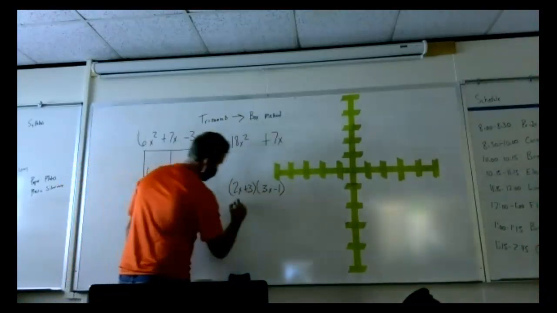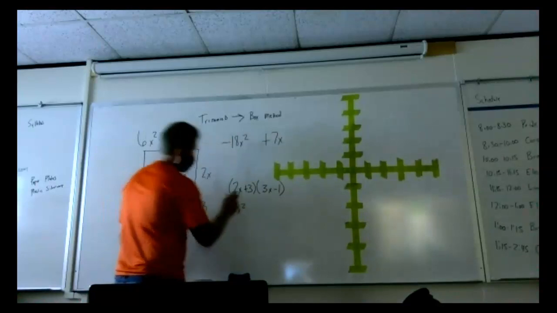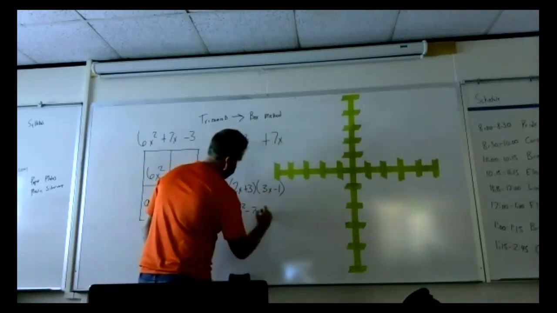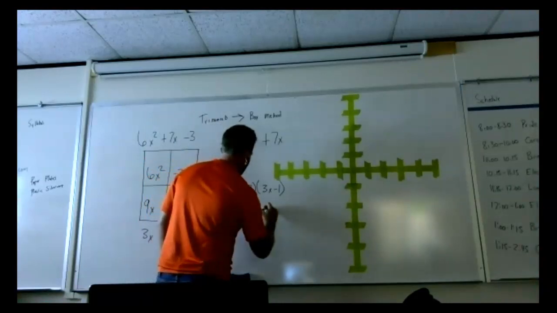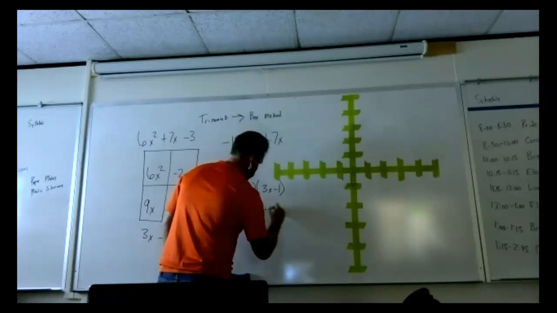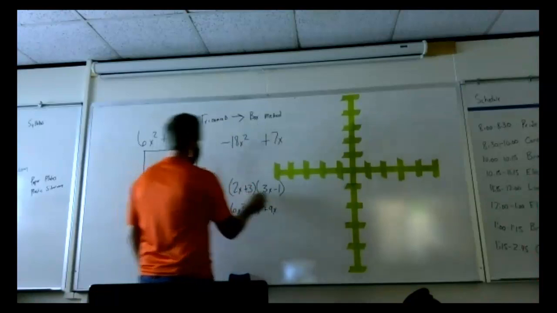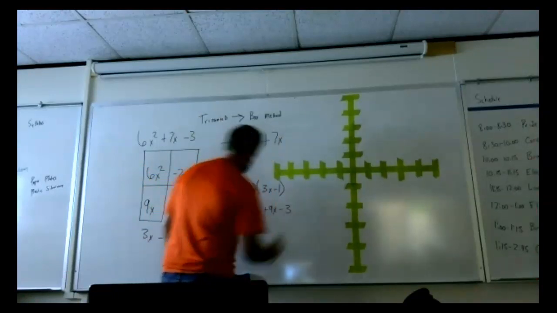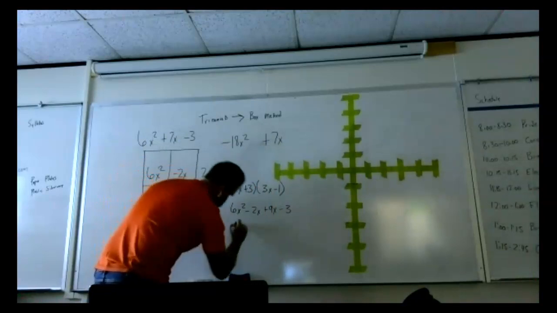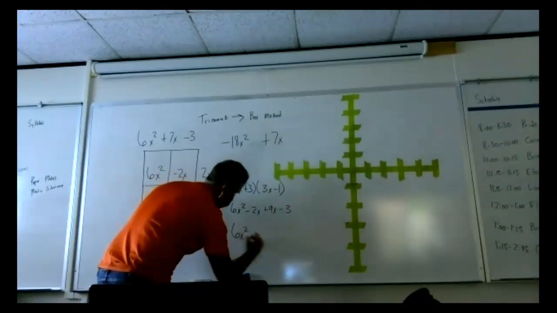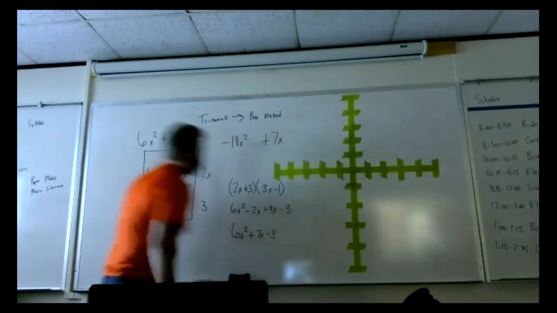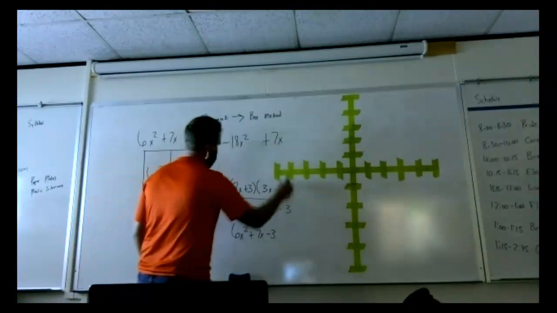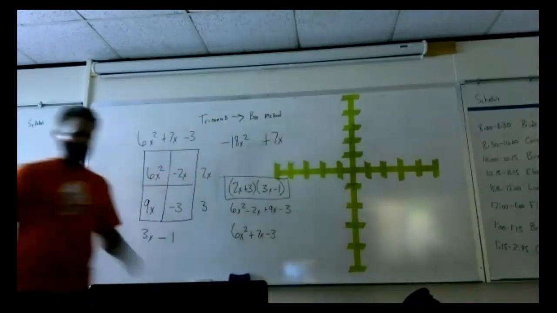2x times 3x is 6x squared. 2x times a negative 1 is a negative 2x. 3 times 3x is, why am I drawing a blank? Positive 9x. And 3 times a negative 1 is a negative 3. If I combine my like terms in the middle, I get 6x squared plus 7x minus 3. Okay, so these pass. Those are my factors.